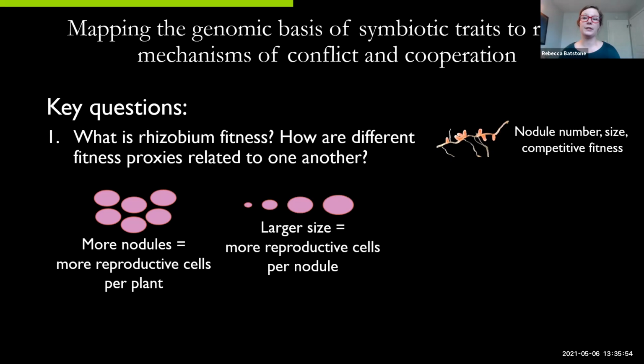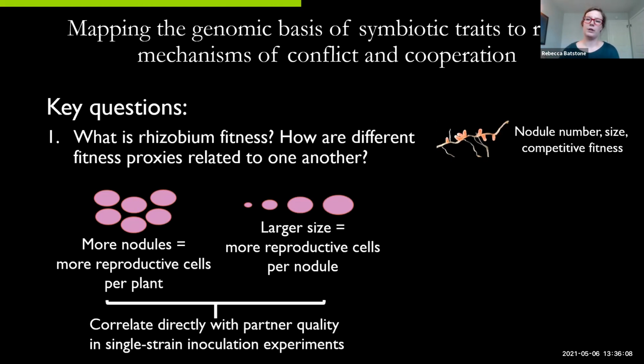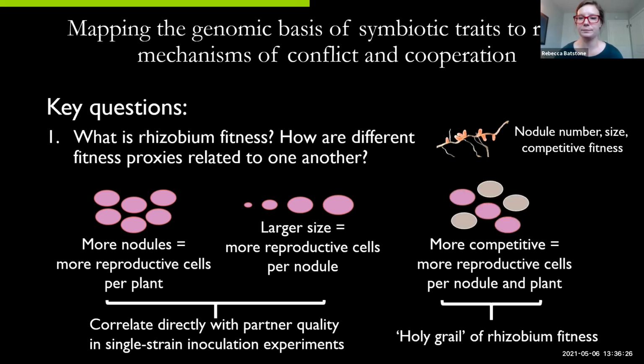But we know also that this estimated fitness benefit depends on nodule size. So the larger the size, the more reproductively active cells are then released back into the soil after symbiosis. And when nodule number and size are quantified in these single inoculation experiments, they become really useful because they can be directly correlated with the genotypic mean of partner quality. So how much benefit the plant's getting of individual strains. And that allows us to draw these correlations.